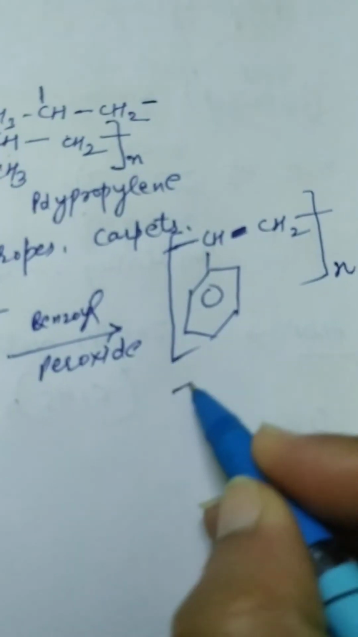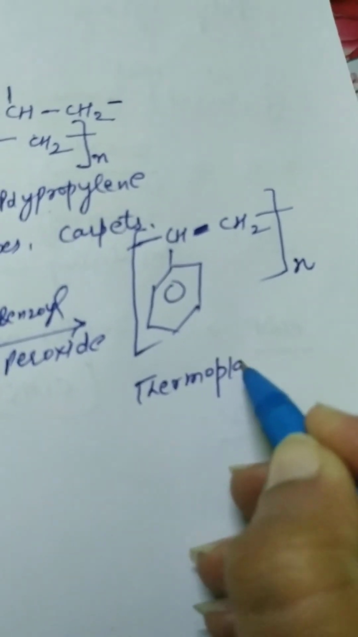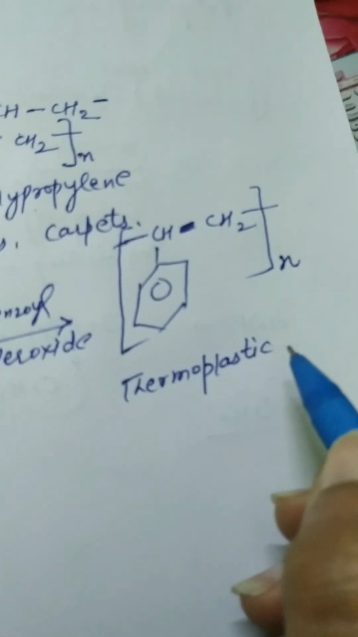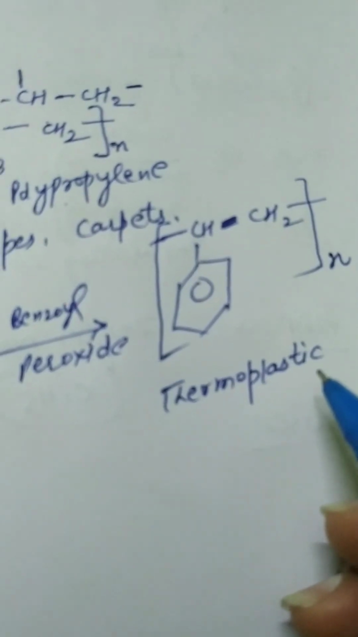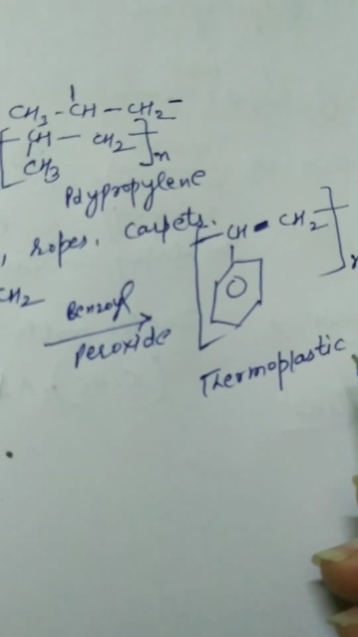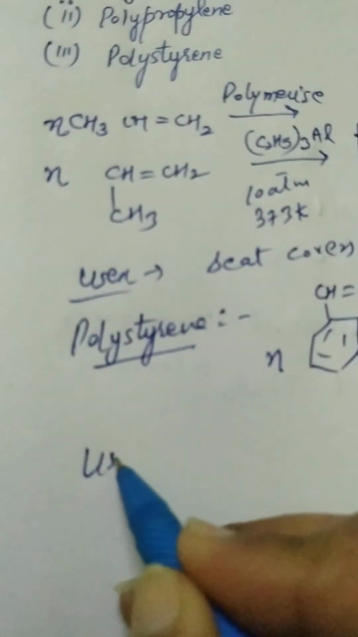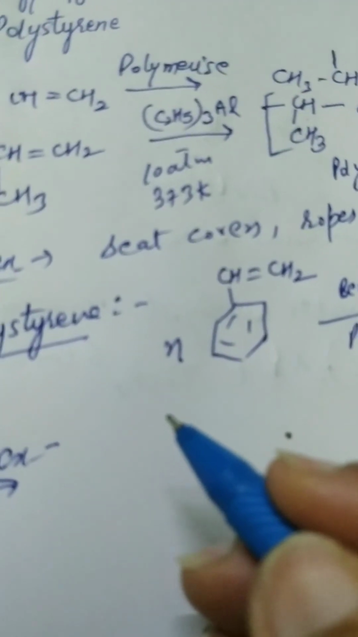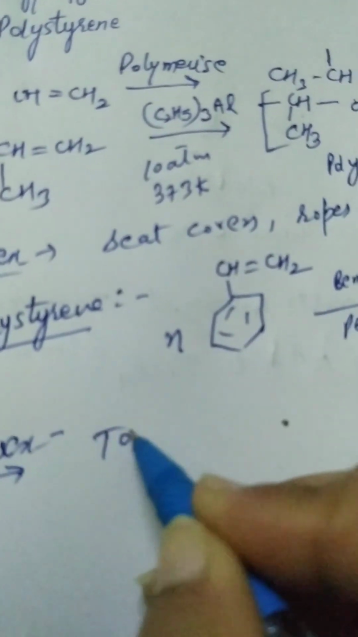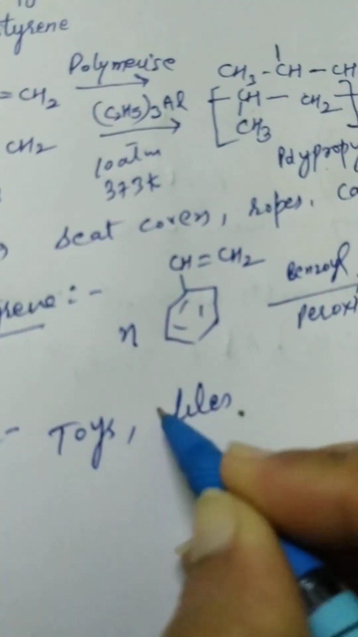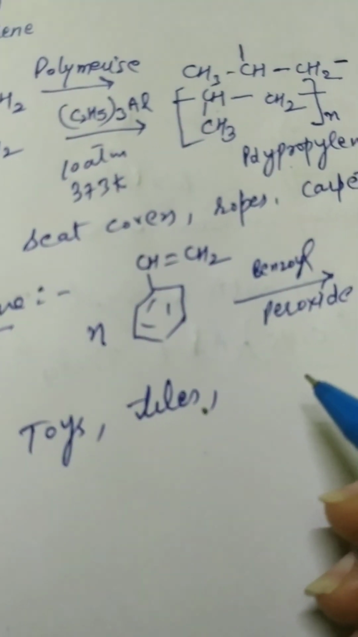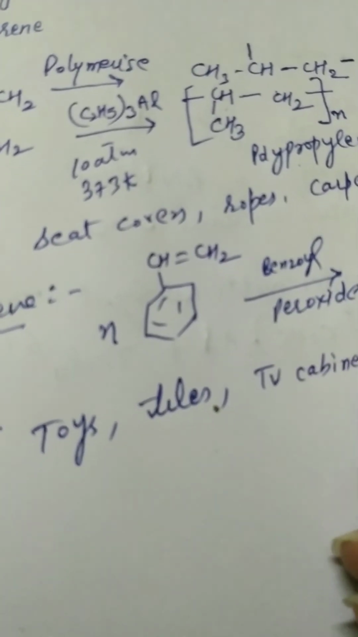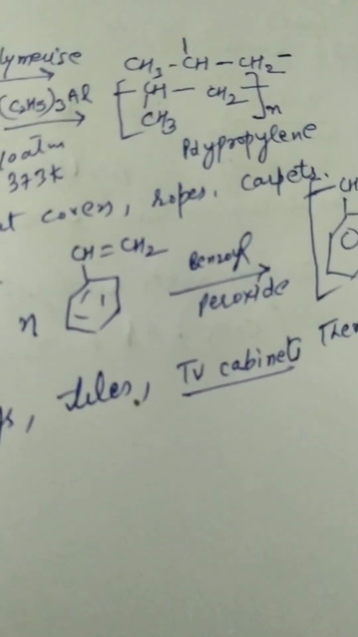Polystyrene is a thermoplastic, means it can be remolded on heating, and it is lighter than water, so it floats over the surface of water. Uses: it is being used for making toys, for making tiles to be used in covering ceilings as well as floors. So toys, in making tiles, and for the manufacturing of lining material for refrigerators and TV cabinets.